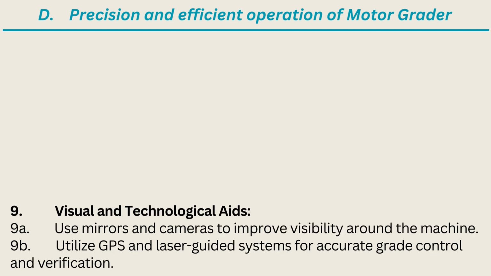9. Visual and technological aids. 9a. Use mirrors and cameras to improve visibility around the machine. 9b. Utilize GPS and laser-guided systems for accurate grade control and verification.